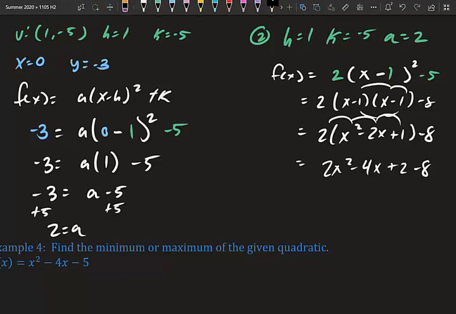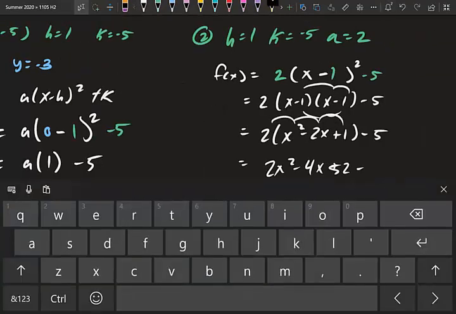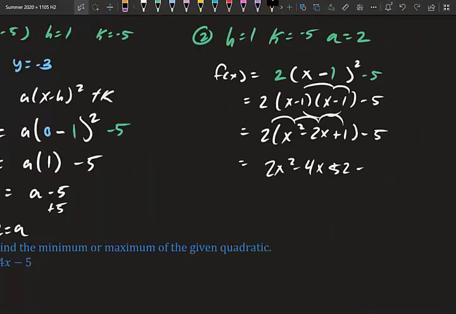Why did I say 8? It's 5. I don't know why I said 8. It's minus 5. There we go. Combine like terms, we get f of x equals 2x squared minus 4x, and 2 minus 5 gives us minus 3.